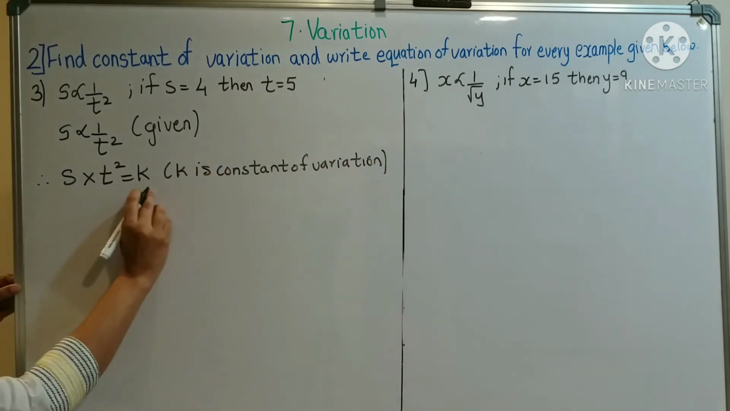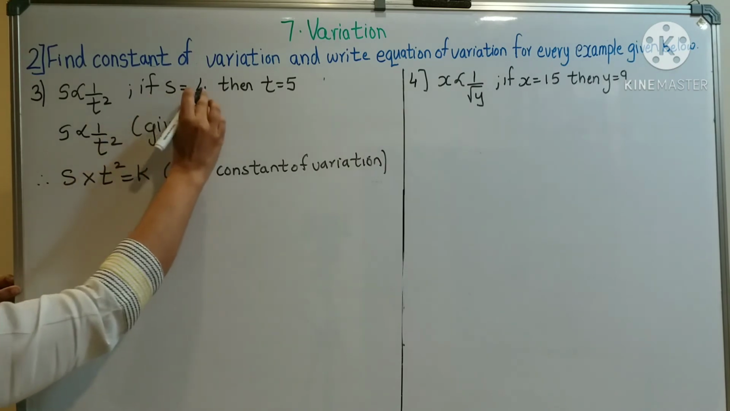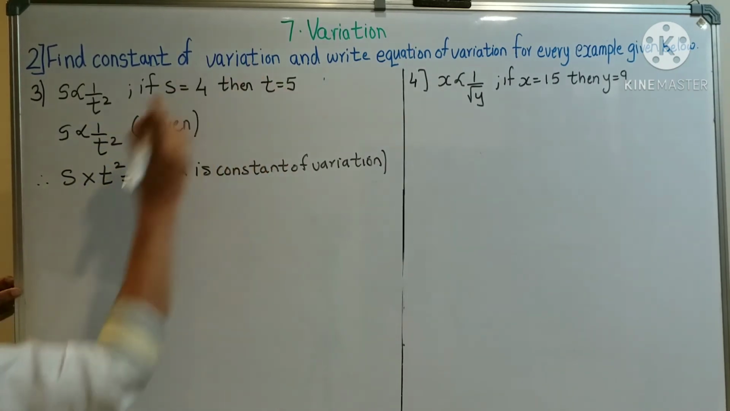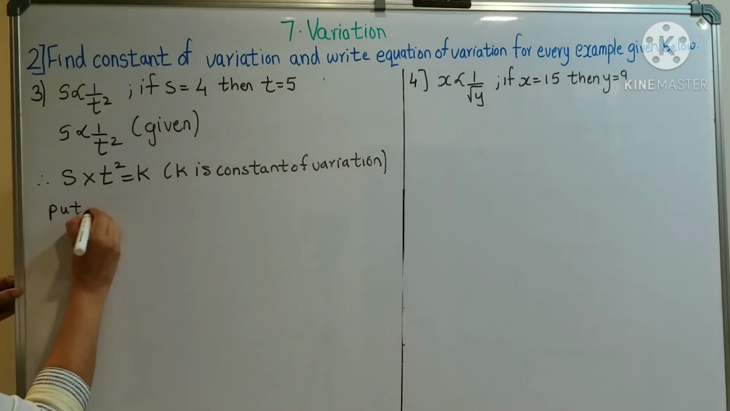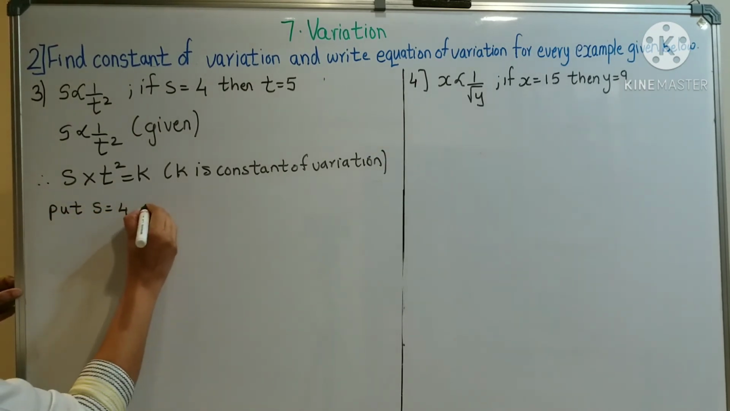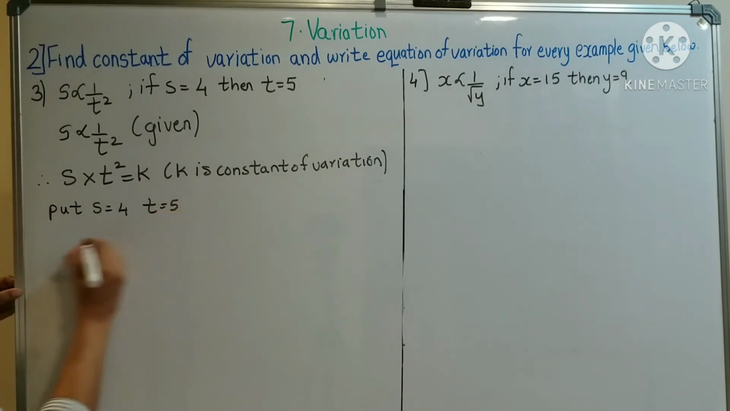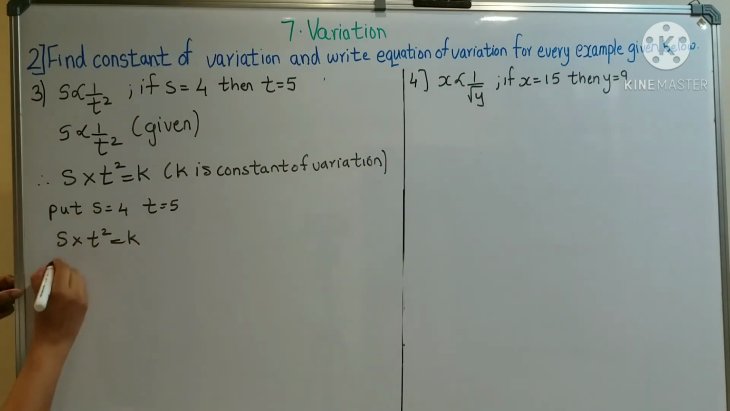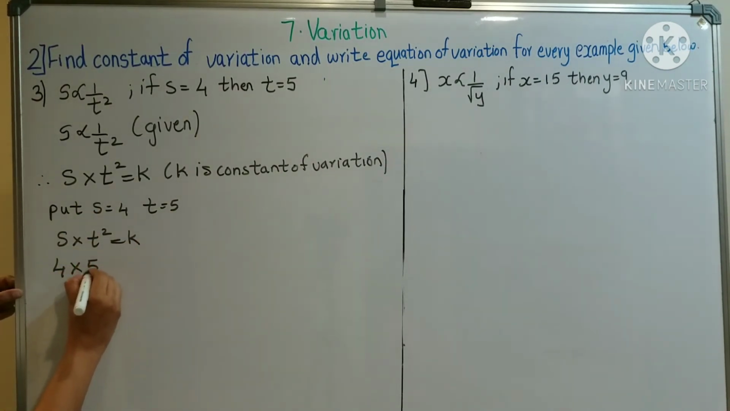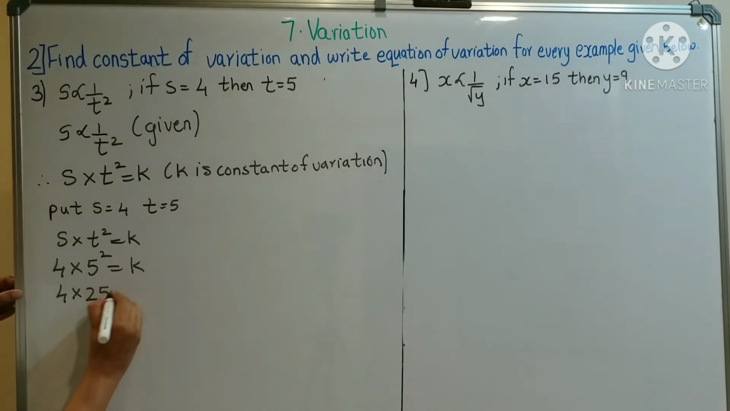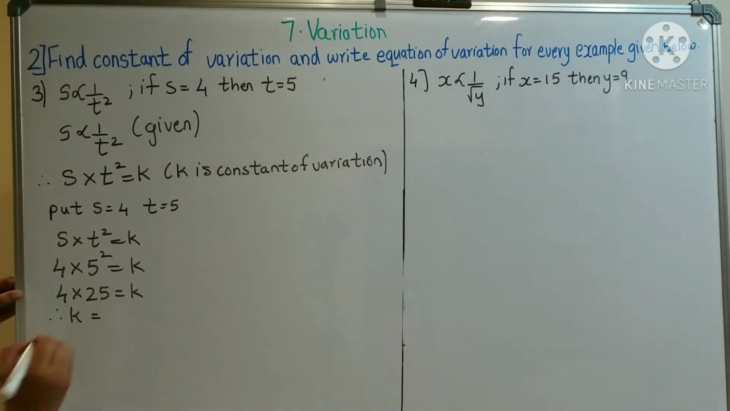Now, in this equation, we are going to put S is equal to 4 and T is equal to 5. Write down that equation. So 4 into 5 square is equal to K. 4 into 25 is equal to K. Therefore, K is equal to 25 into 4 is equal to 100.